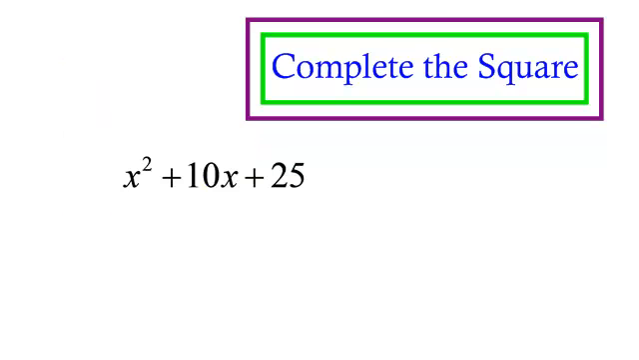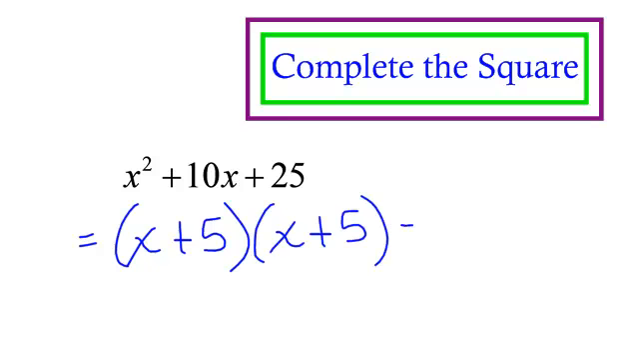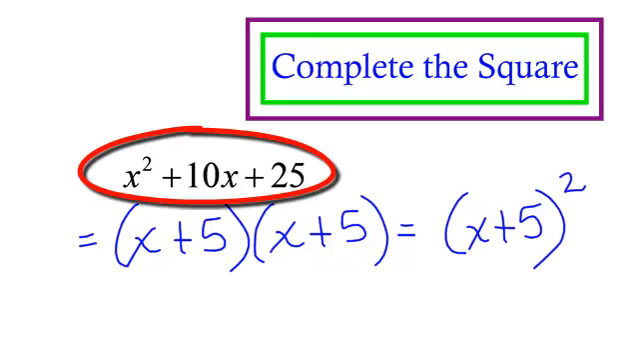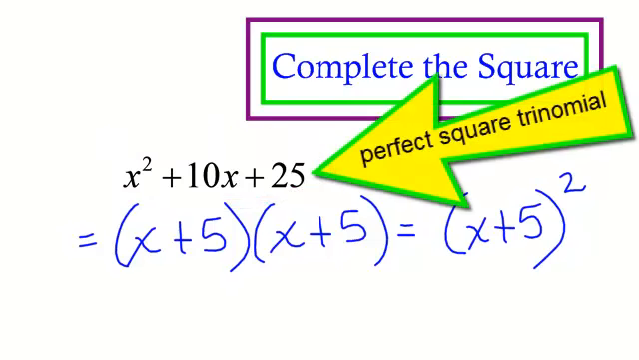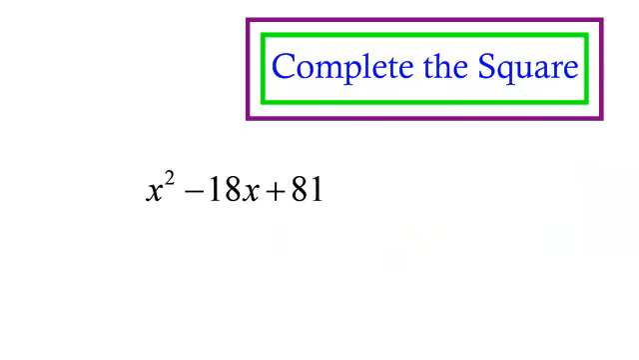Let's look at this trinomial. X squared plus 10x plus 25. If I was to factor that, I would get x plus 5 times x plus 5, which is the same thing as x plus 5 squared. X squared plus 10x plus 25 is a perfect trinomial because when I factor it, I get x plus 5 squared.